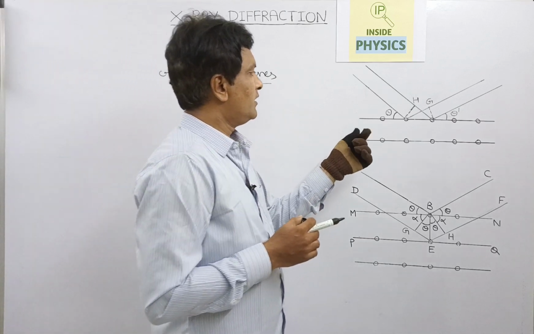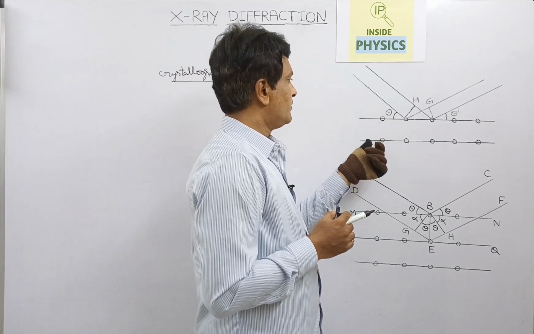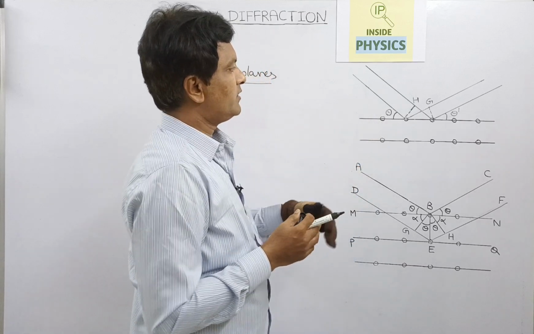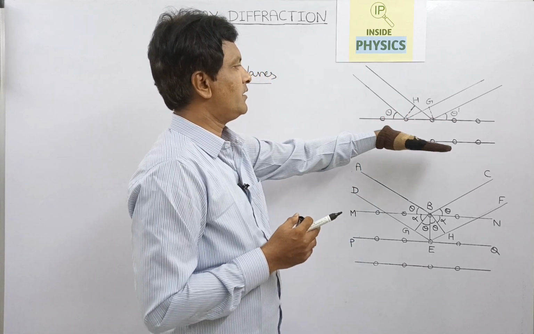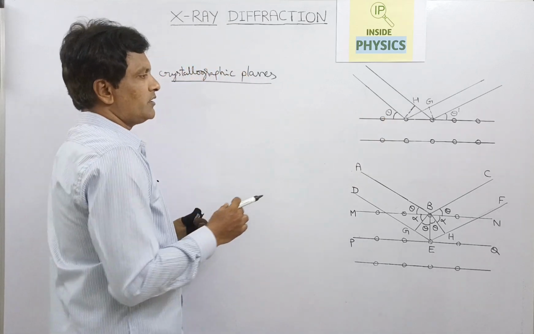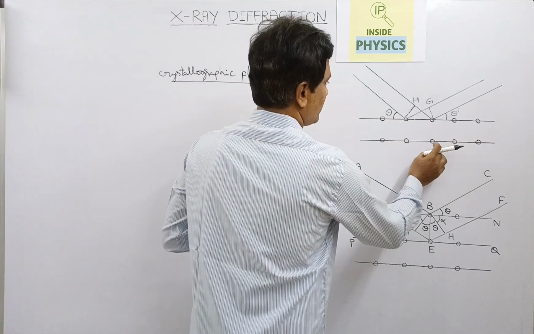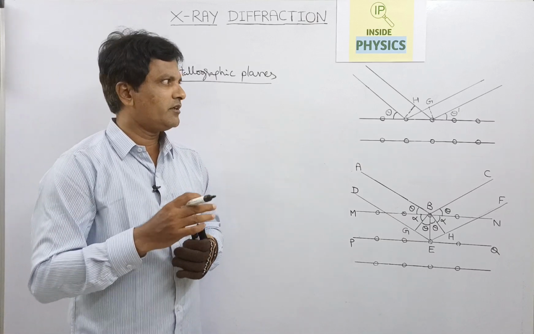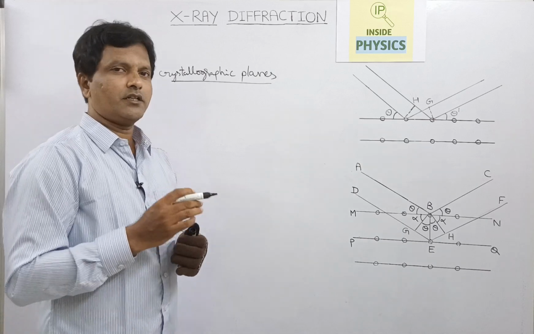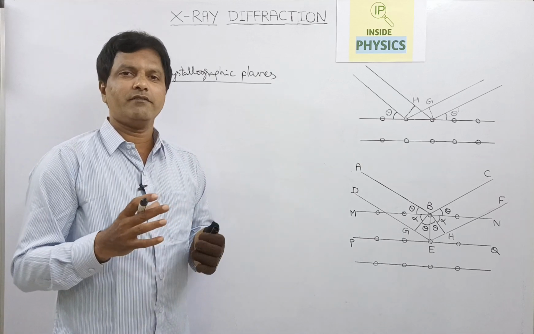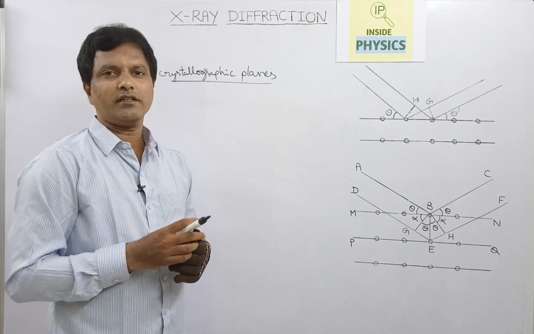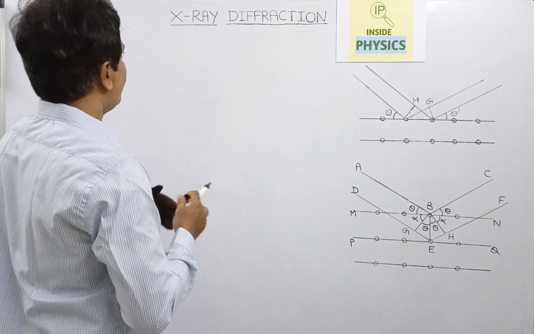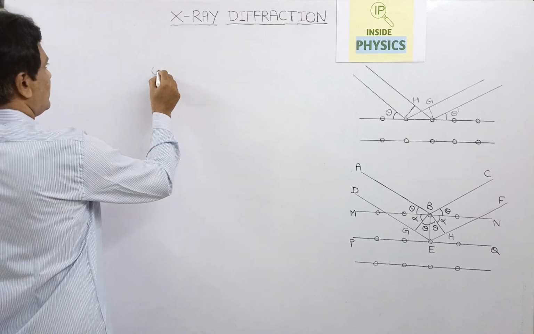In these diagrams I am showing two planes at some distance apart. This is the first plane, this is the second plane, and you can imagine they are perpendicular to this board. Generally in crystals, the solid material, because of the regular pattern of atomic arrangement, they have a fixed shape, unlike liquids and gases. In this way we can define a crystallographic plane.